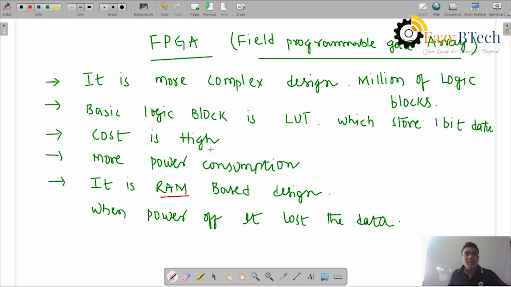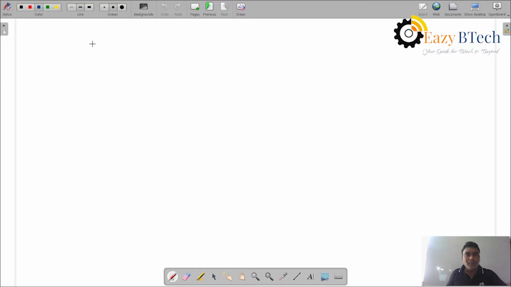So basic logic blocks are designed by lookup tables. Before going to design this FPGA, let us see the lookup table. Okay, the lookup table is designed by multiplexers and storage data. So let us see this one.